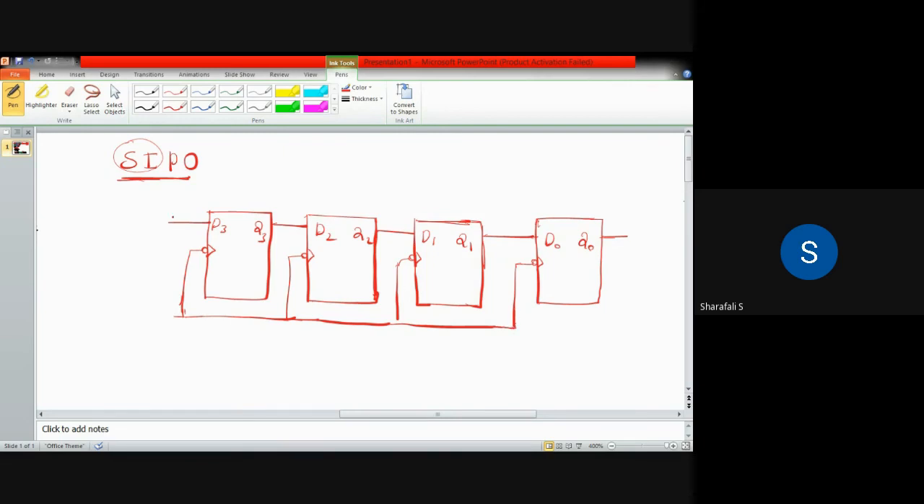So serial in and parallel out. For parallel out, we have to take the output in parallel, so we need an additional connection from each of these outputs: Q3, Q2, Q1, then Q0.